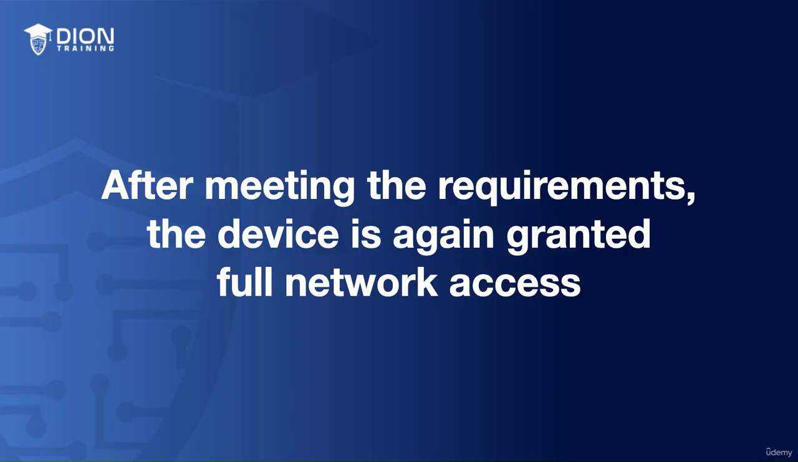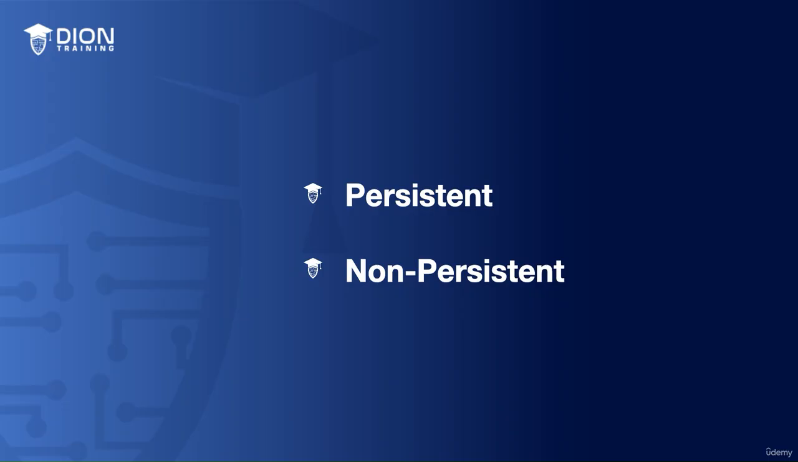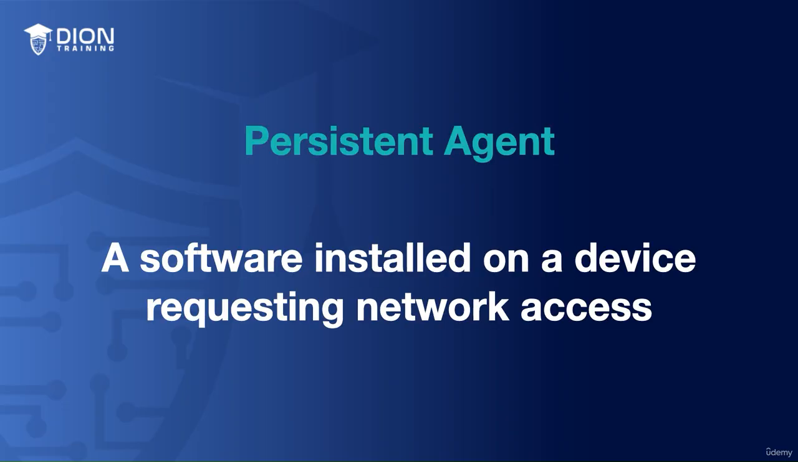organizational resources. NAC solutions can run either using persistent or non-persistent agents. Persistent agents are a piece of software that's installed on the device that's requesting access to the network. This works well in a corporate environment because the organization owns all the devices and controls their software baselines, but it doesn't work really well if you're using an environment where people bring their own devices. Instead, you might want to use a non-persistent agent for this.